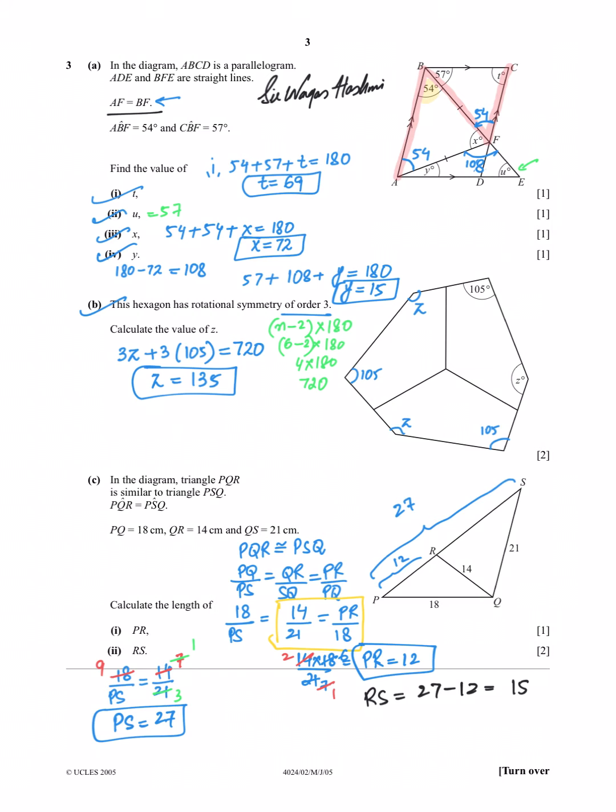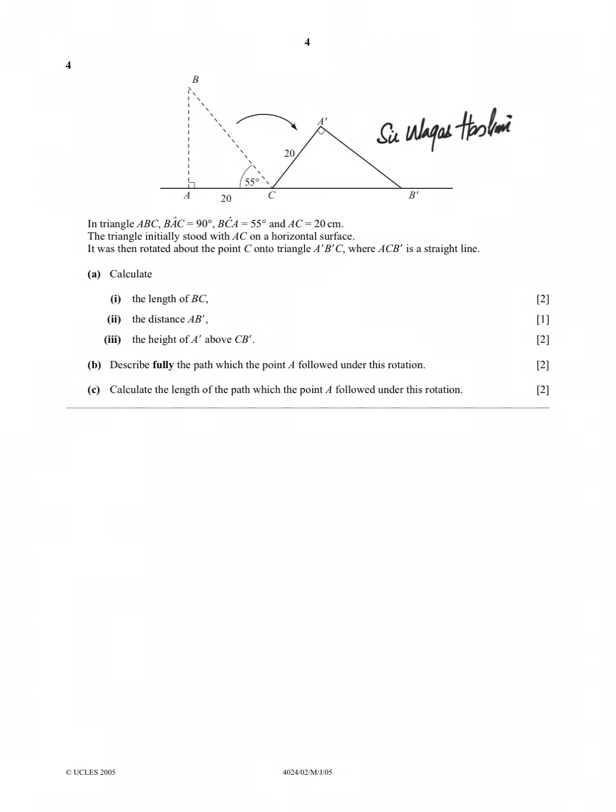Question number 4 from the topic trigonometry. It says in triangle ABC, angle BAC is 90, BC is 55, and AC is 20. The triangle initially stood with AC on a horizontal surface. You can see that. It was then rotated about the point C onto the triangle A dash, B dash, C, where A C B dash is a straight line. Calculate the length of BC. So you have the same triangle, but you just tilt the triangle in that direction.